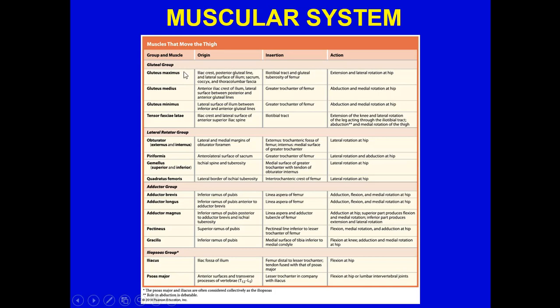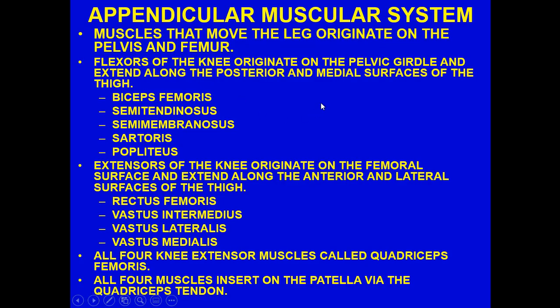Now, again, in this case, get down these groups. Who's in each of these groups? Get down the actions. Don't sweat the origin and the insertion. Muscles that move the leg originate on the pelvis and the femur. Now, the flexors of the knee originate on the pelvic girdle and extend along the posterior and medial surfaces of the thigh. These muscles consist of the biceps femoris, semitendinosus, semimembranosus, sartorius, and popliteus.